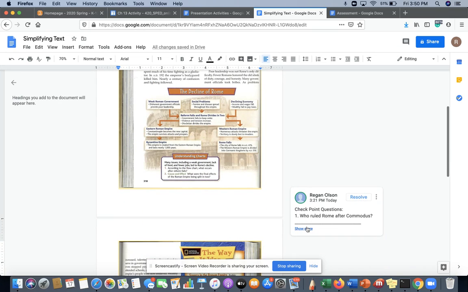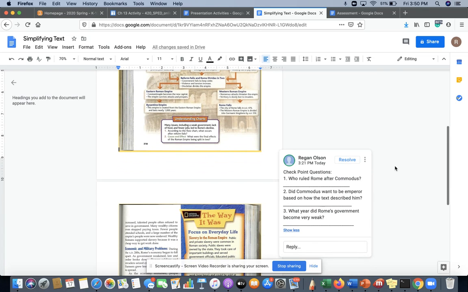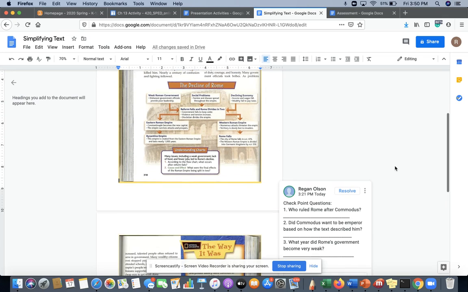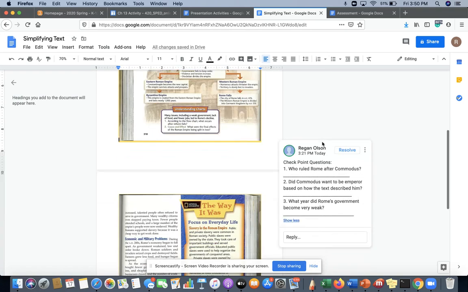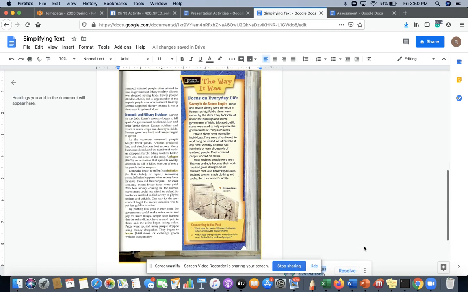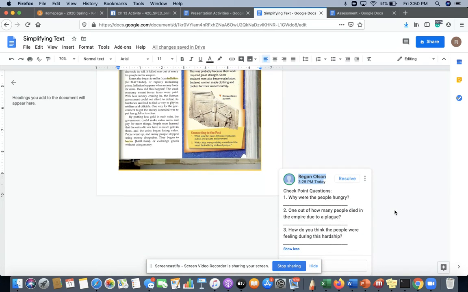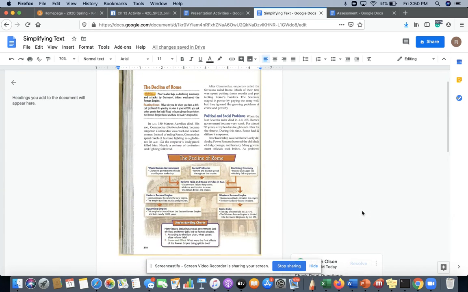So I gave a checkpoint after each page relating to questions that happened on that page. So who ruled in Rome after Commodus? Something like that. Just questions that they will be able to quickly search for, and it will help them benefit from the reading. So I did that for both of these pages. Those questions for page 2 too. So I think that those are pretty beneficial.